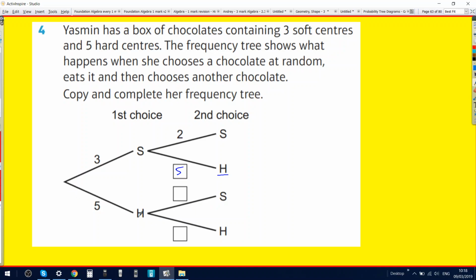This is when they take a hard sweet. So would it be 3 soft sweets and 5 hard sweets? No, 4. Sorry. Well done. Yeah. So for this one here, they take a soft sweet. So soft sweet goes down by 1. Other stays the same. This is where they take a hard sweet. So soft sweets stay the same. Hard goes down by 1.